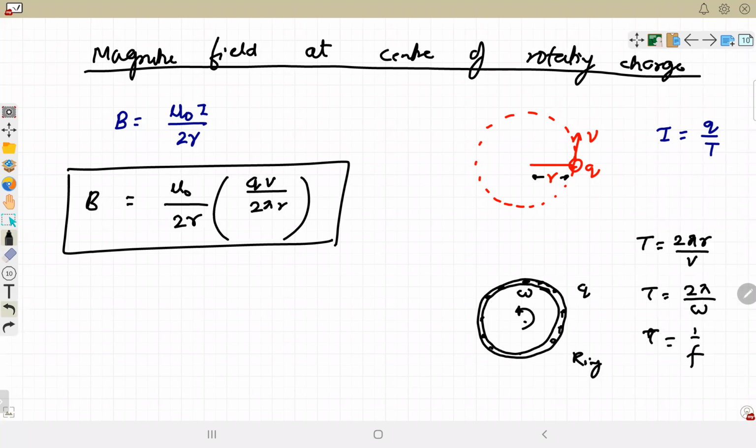Magnetic field due to Biot-Savart law is for a very small element. We use that law to derive the magnetic field due to a circular loop.